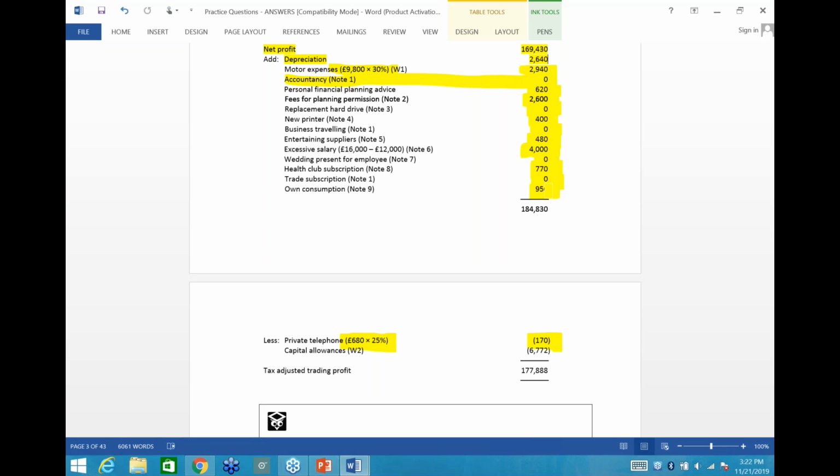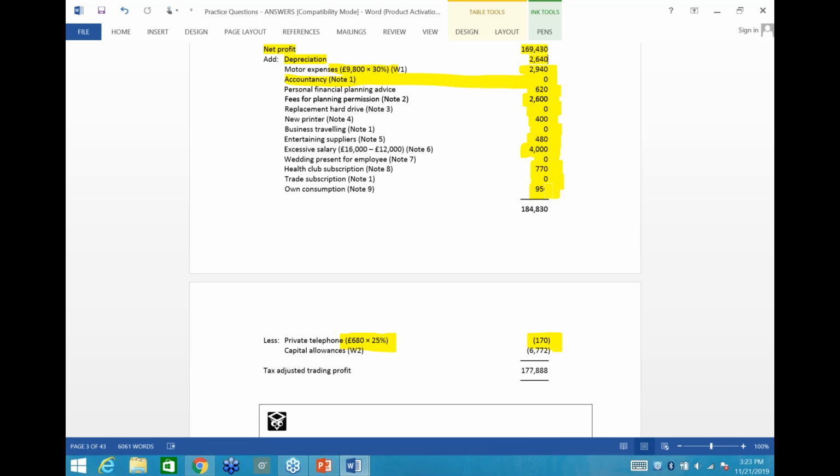Then, a very important thing with regard to unincorporated businesses such as sole proprietorships and partnerships, that is, if the owner uses an asset for his private purposes, not an employee, but the owner uses an asset for his private purposes, you cannot include that asset in the main pool or in the special rate pool. You need to maintain a separate column.